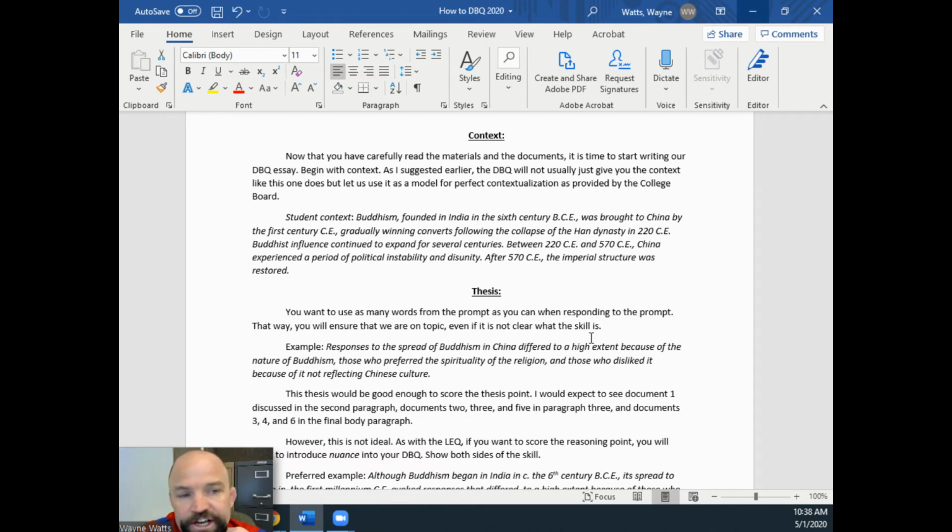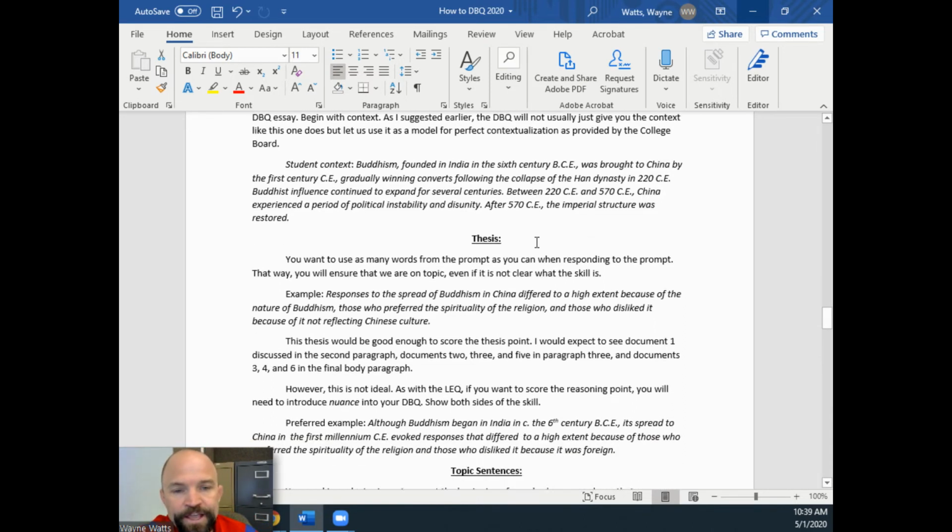Buddhism, founded in India in the 6th century BCE, was brought to China by the 1st century CE, gradually winning converts following the collapse of the Han Dynasty in 220. Buddhist influence continued to expand for several centuries. Between 220 and 570, China experienced a period of political instability and disunity. After 570, the imperial structure was restored.